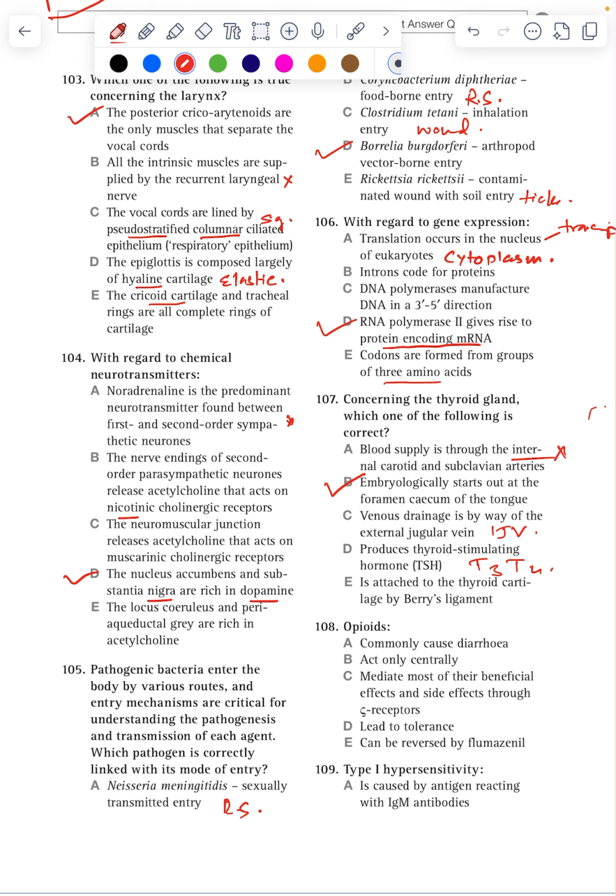The thyroid gland is an endocrine gland that sits at the base of the neck and consists of 2 lateral lobes. It is attached by Berry's ligament to the 2nd to 4th tracheal rings. It is not attached to thyroid cartilage but sits lower down in the neck. So it is not attached to thyroid cartilage, it is attached to tracheal rings.